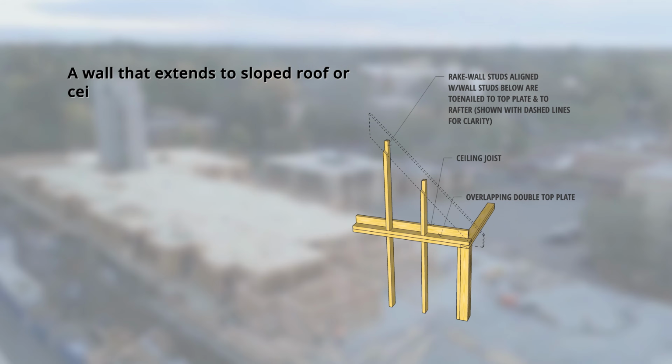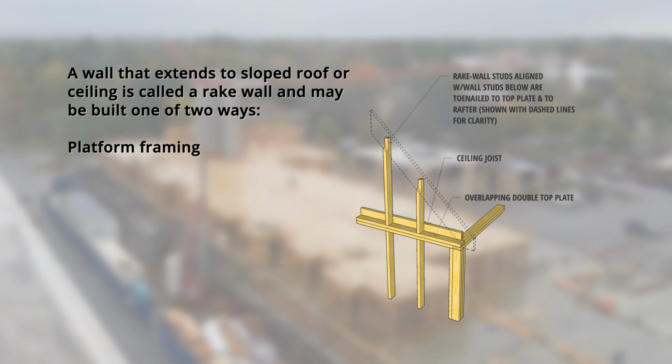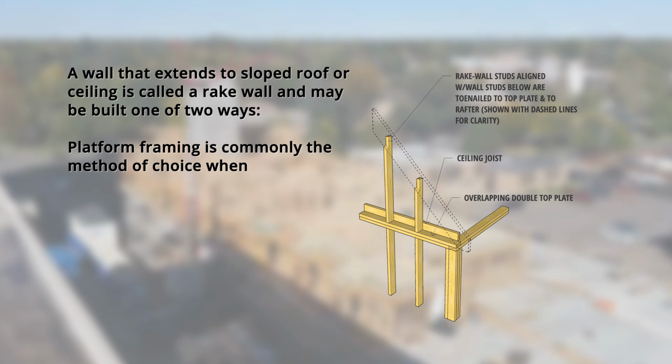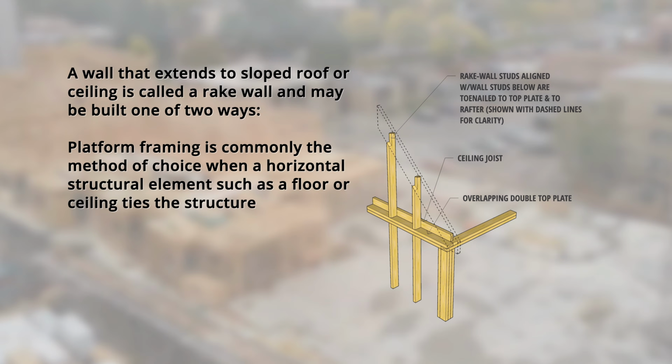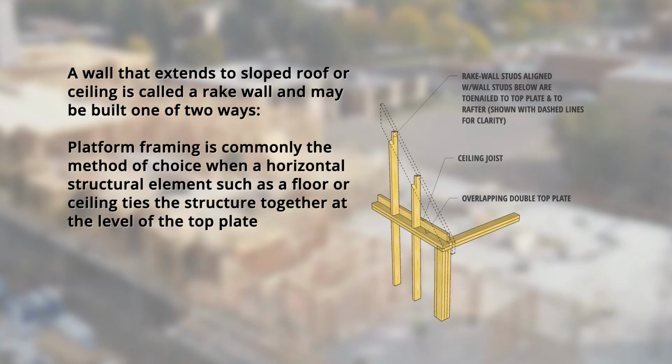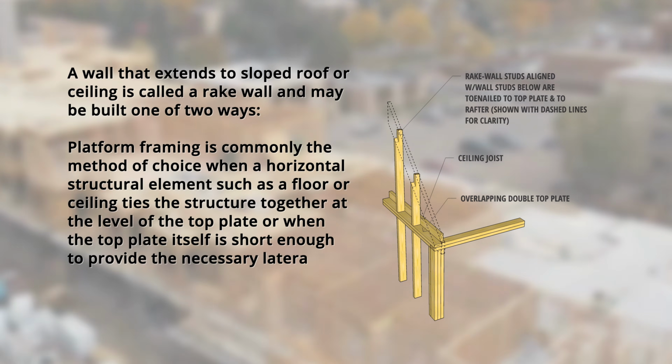Rake wall. A wall that extends to a sloped roof or ceiling is called a rake wall and may be built one of two ways. Platform framing is commonly the method of choice when a horizontal structural element, such as a floor or ceiling, ties the structure together at the level of the top plate, or when the top plate itself is short enough to provide the necessary lateral strength. Let's reference this detailed illustration.